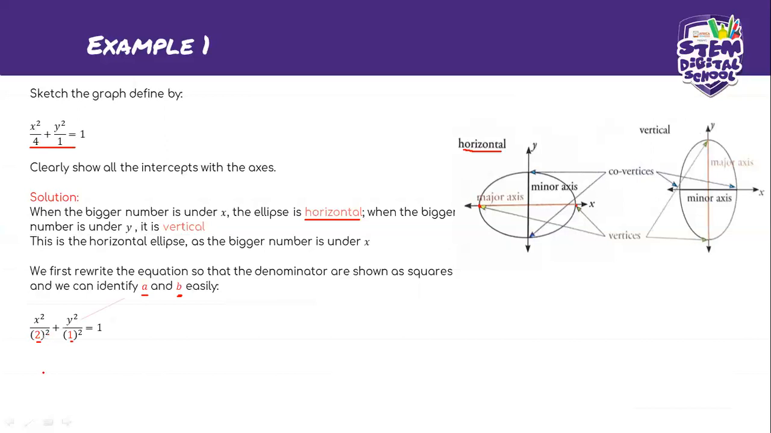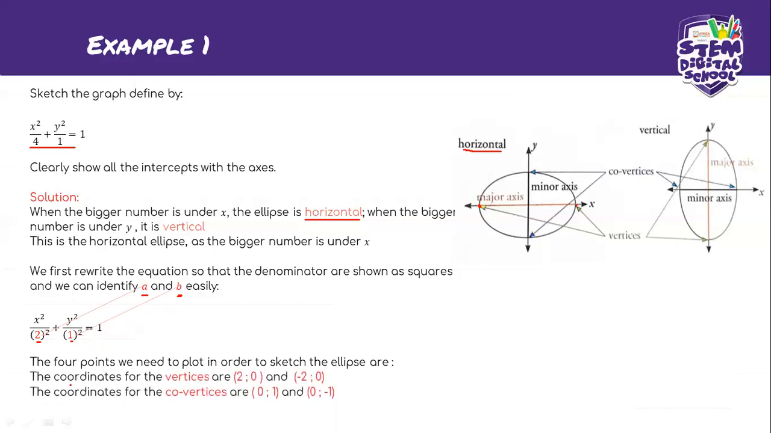Now we can see the value of a in this case is 2, and the value of b in this case is 1. After we have determined the value of a and b, the 4 points we need to plot in order to sketch the ellipse are, we're now heading to draw the ellipse.